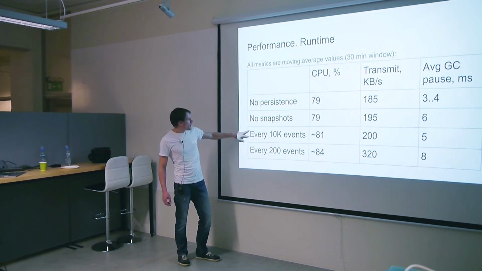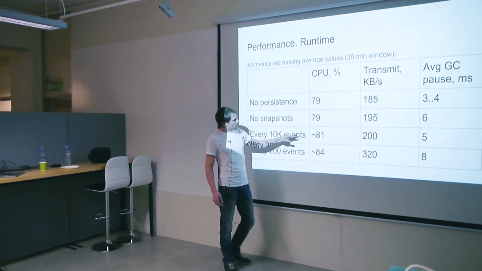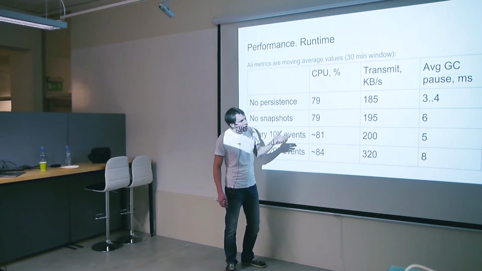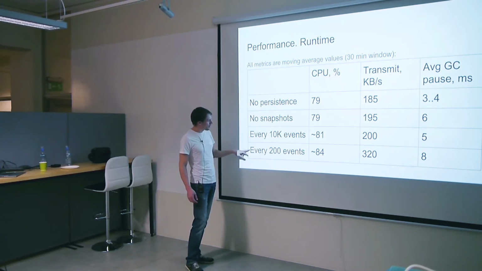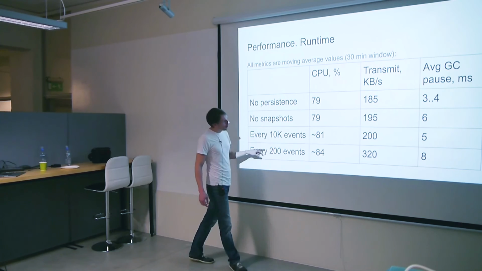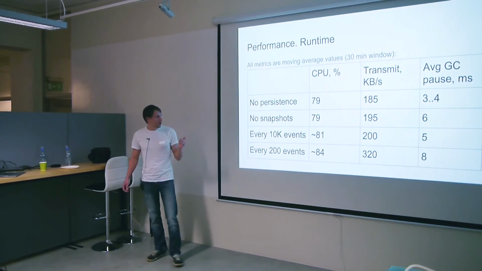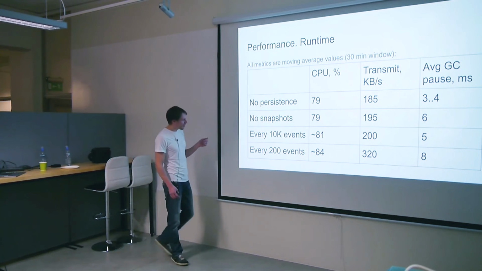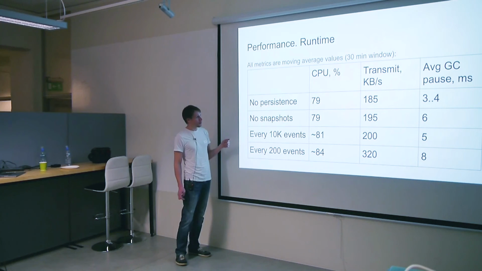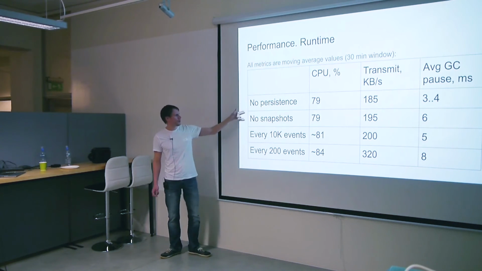If we write snapshots really rarely, every 10K events, the CPU usage gets risen by somewhat, and network traffic keeps the same. But if we start writing snapshots pretty often, then this impacts network transmission. So this picture says one thing: the more snapshots you write, the more resources you consume. But the persistence of events itself is pretty much free.